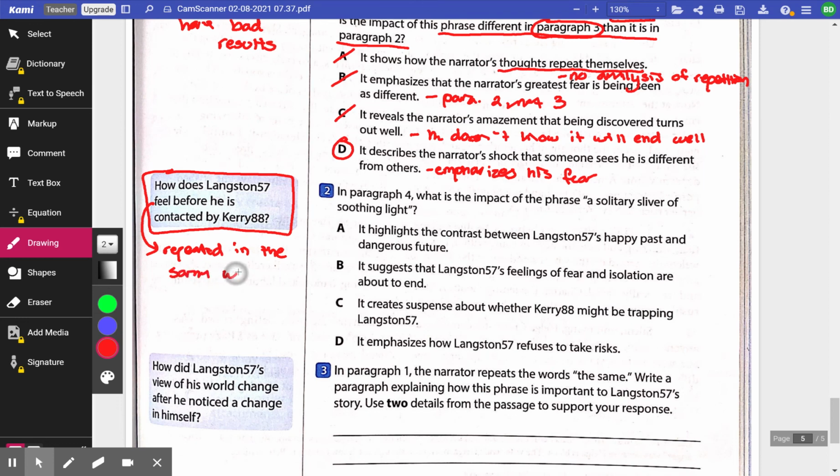And on top of that, he is also a little bit worried of being discovered. He's worried someone is going to find out that he is different and that he will have to be reprogrammed.